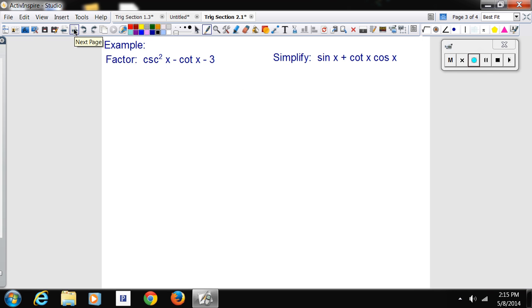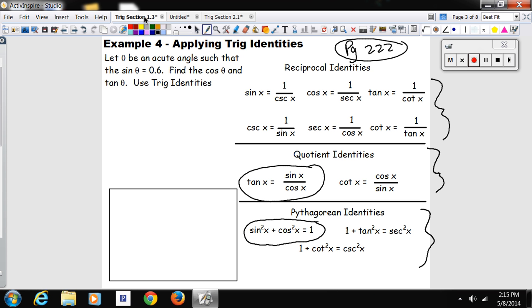All right, this one is another factoring one, except it's got different trig functions. And you can't factor it if it's got different trig functions. So somehow we got to take one of them out and make it all the same trig function. Look at my identity. You see an identity on here that has a cosecant and a cotangent where we could replace one of them?